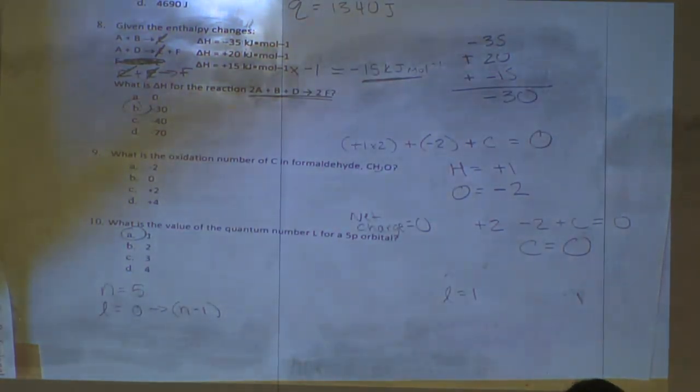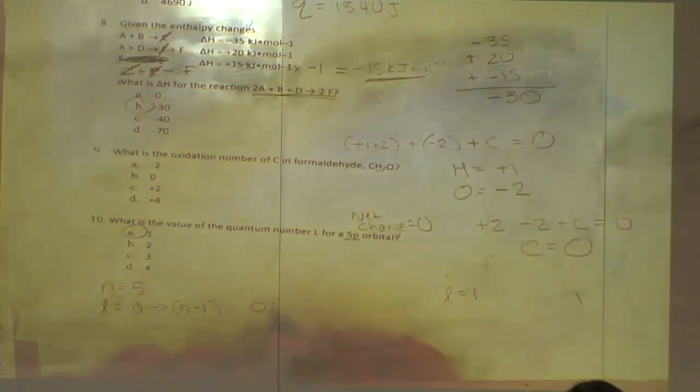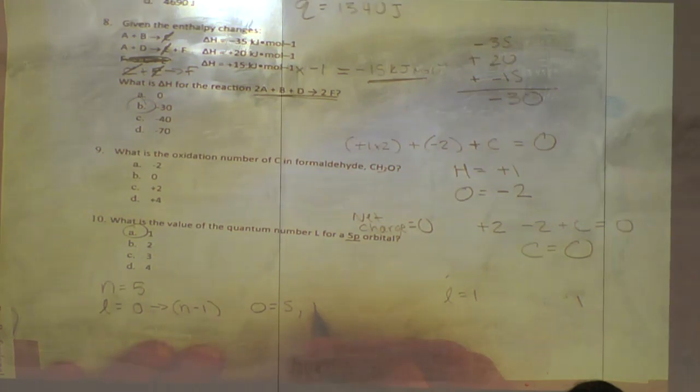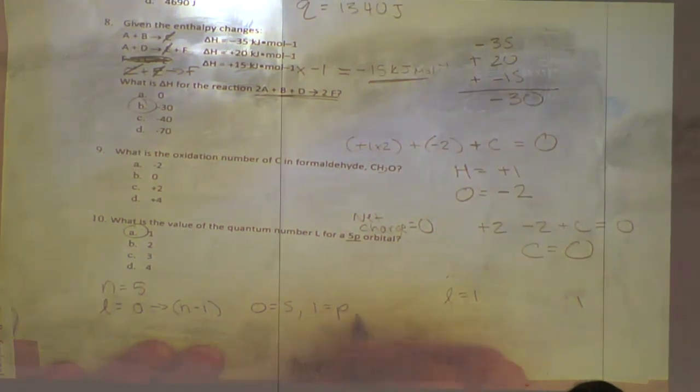So in this case, it tells us 5p. We know that 0 is S, as you were saying. When L equals 1, it's P. When L equals 2, it's what?